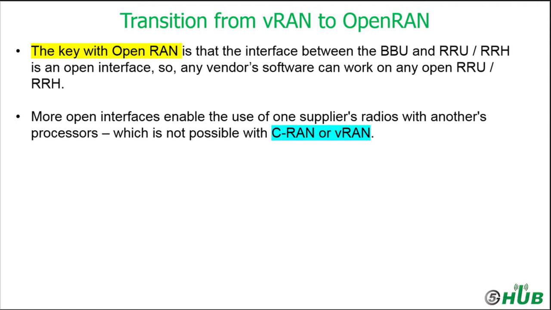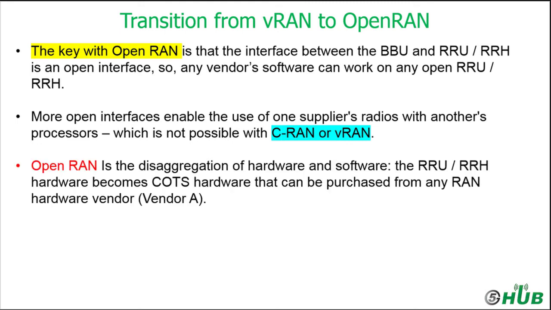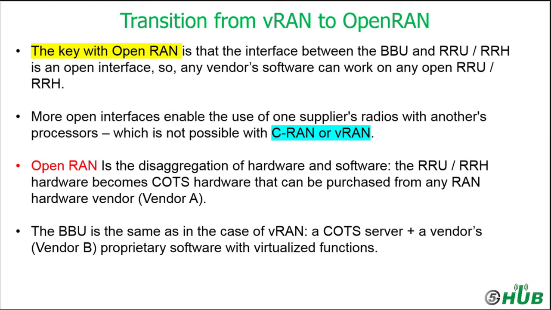So the RRU hardware, for example, becomes COTS hardware or commercial off-the-shelf hardware that can be purchased from any RAN hardware vendor, for example, vendor A. And the BBU is the same as in the case of vRAN, a COTS server or commercial off-the-shelf server, and the vendor proprietary software with a virtualized function. So this is the route starting from DRAN to OpenRAN. We are supporting in OpenRAN openness and intelligence using AI and machine learning.